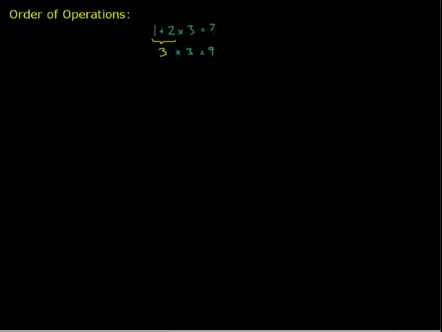But it turns out that our order of operations, which I'll go over in just a minute, tells us that if we have 1 plus 2 times 3, we actually want to start with the multiplication before we get to the addition. So we need to do the 2 times 3 first. And 2 times 3 is 6. And then we add 1, and we get 1 plus 6 is 7. So the answer in this case is actually 7, not 9.